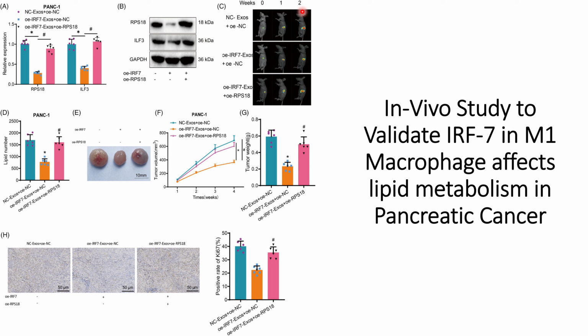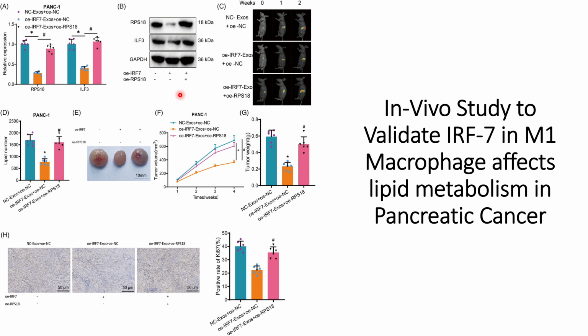And they see the tumor growth in the mouse model at different time intervals, and in this case they find that in the third condition, where RPS18 is overexpressed, the tumor growth is higher compared to the case where only IRF-7 is overexpressed in the M1 macrophages. And also in the negative control, where nothing is overexpressed, the results look similar to the third condition.